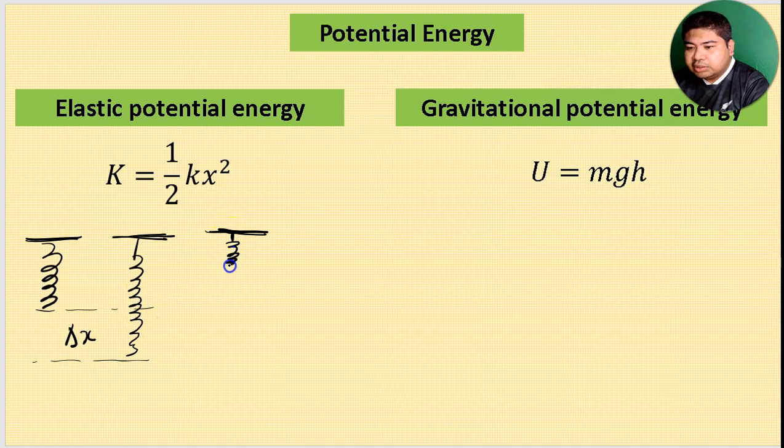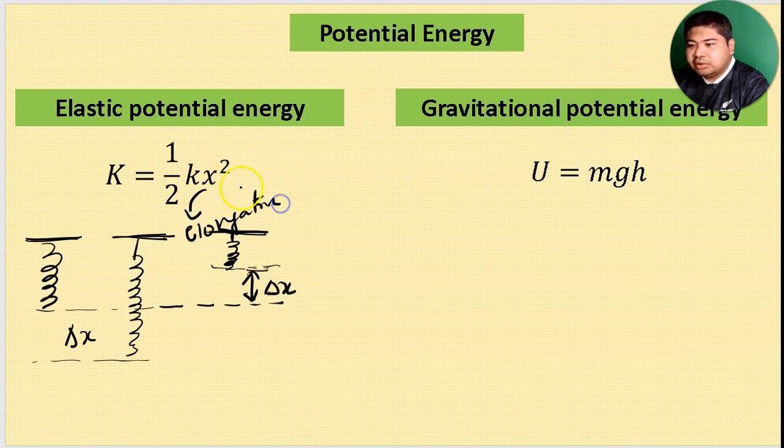You can also compress the spring. So this is the original length. So now the length is shortened. So this is going to be the delta x or the x. Alright, so x here can be elongation or compression. So basically x is the change in the length of the spring. So if you multiply half k with x square, you will get the elastic potential energy stored in the spring. And then we have gravitational potential energy.